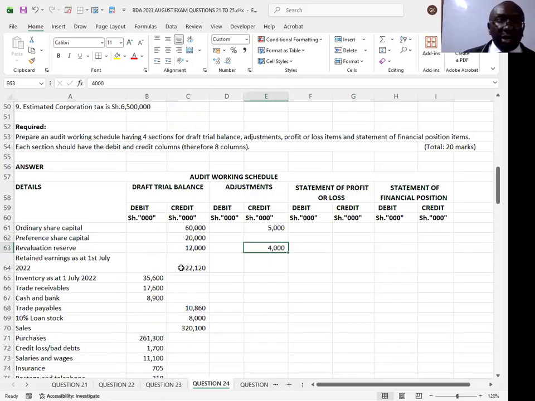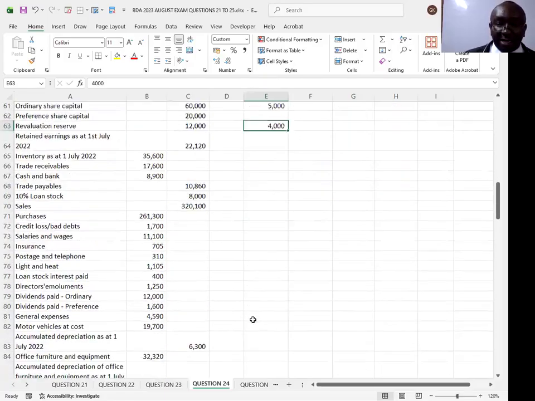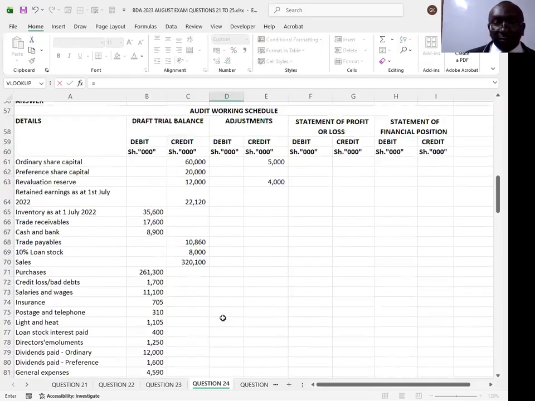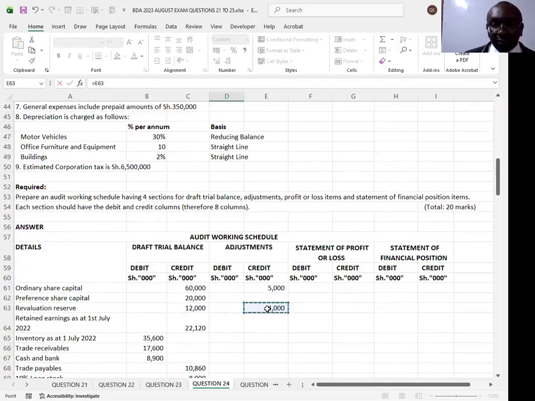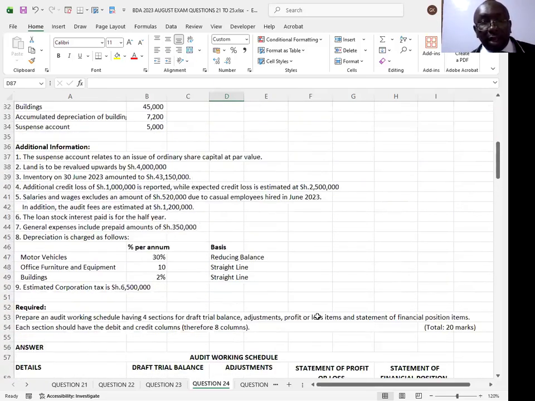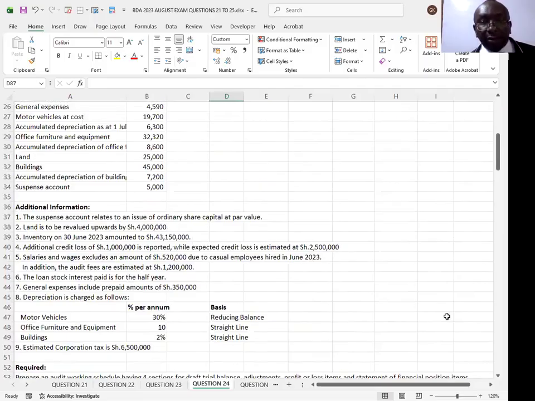Then we go debit land. Tukuje hapa kwa land hapa. We say equals. We debit it there. Mwalimu, hapa nimepitiwa ticha.